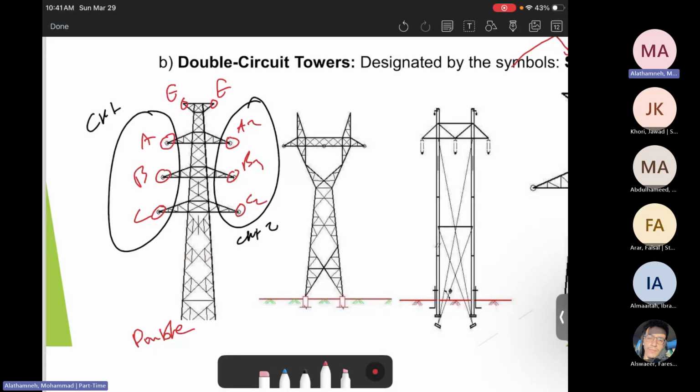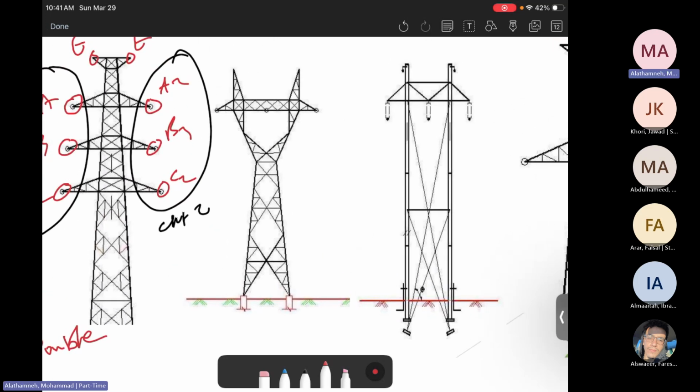Why? Because you already purchased or own some land, or you're already paying money to establish a power line. So making it double is cheaper than making it single. Not way cheaper, but you're already paying money for establishing a power line, so let's make it double. However, we have some power lines based on single. So this is a picture of the single power line. This is A, B, C, and here is earth 1, here is earth 2.